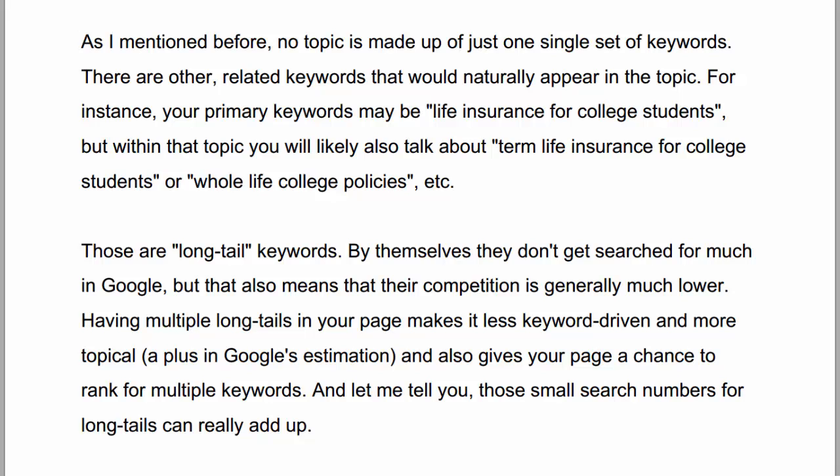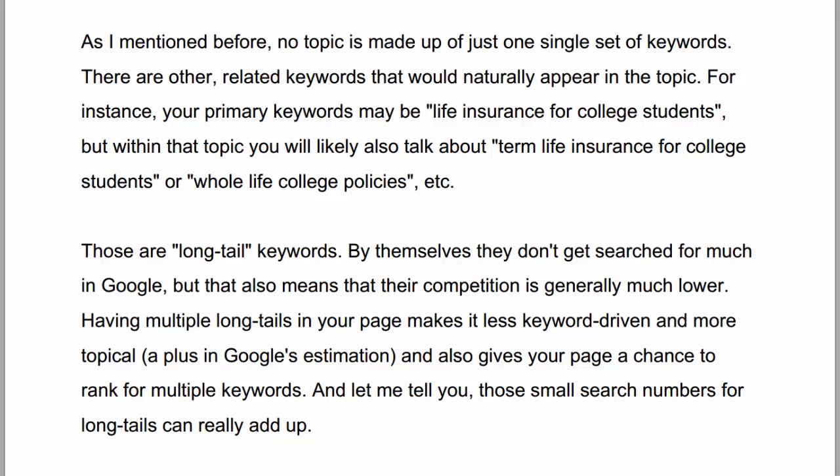For instance, your primary keywords may be life insurance for college students, but within that topic you would likely also talk about term life insurance for college students or whole life college policies, and so on. Those are long tail keywords. By themselves, they don't get searched for much in Google, but that also means that their competition is generally much lower. Having multiple long tails in your page makes it less keyword driven and more topical, a plus in Google's estimation, and also gives your page a chance to rank for multiple keywords.